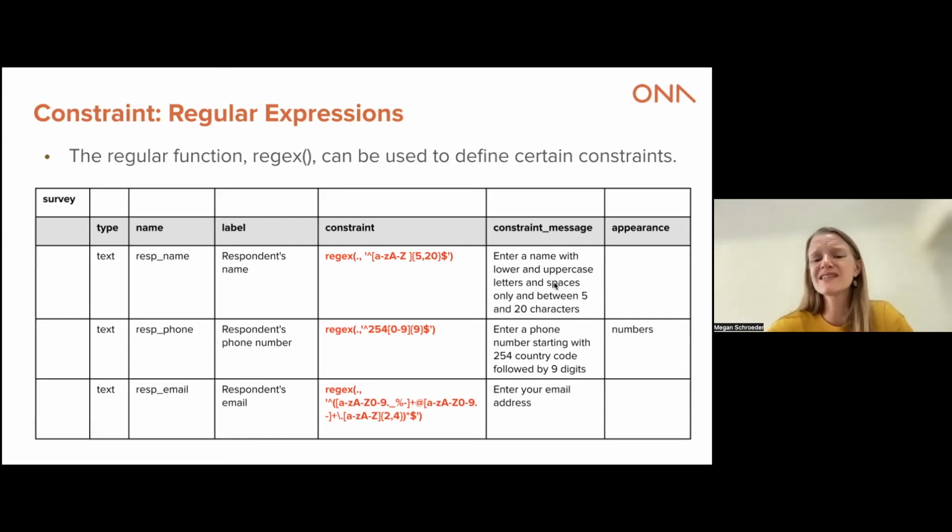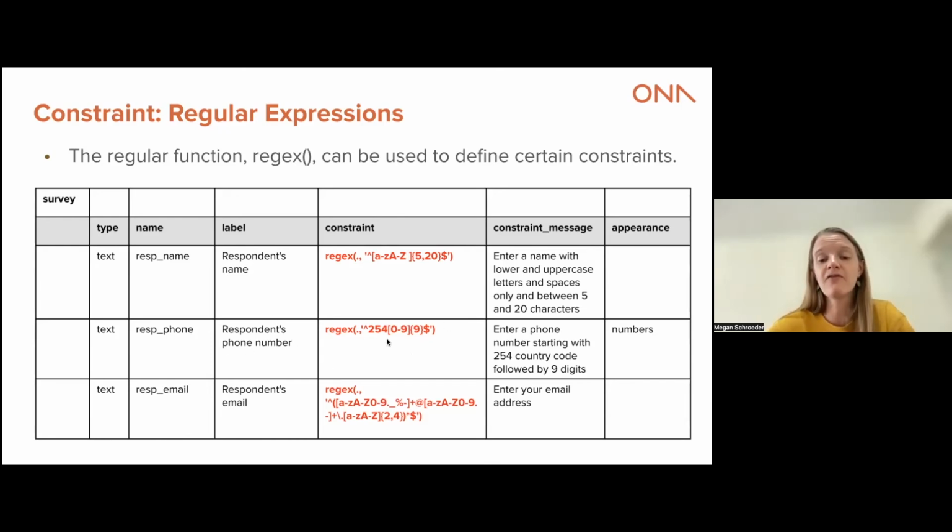And again, especially with these, I always recommend including constraint messages. Otherwise, it can get very frustrating for the respondent if they're not aware that you included a constraint in this case, and you're expecting something very specific, especially for numbers.